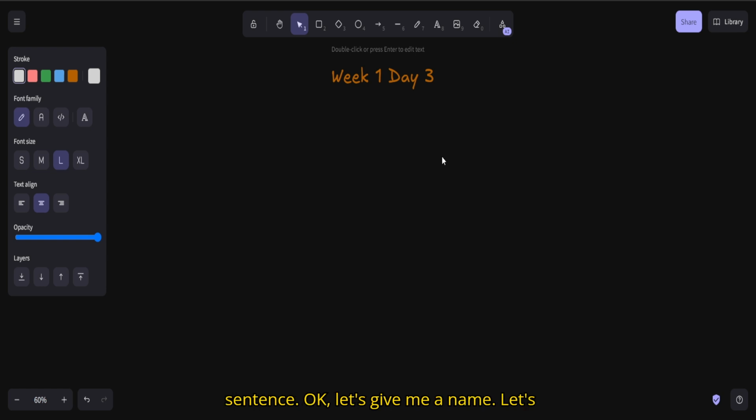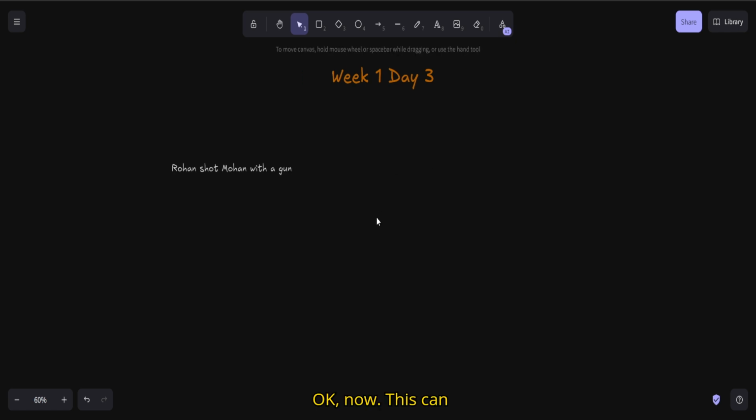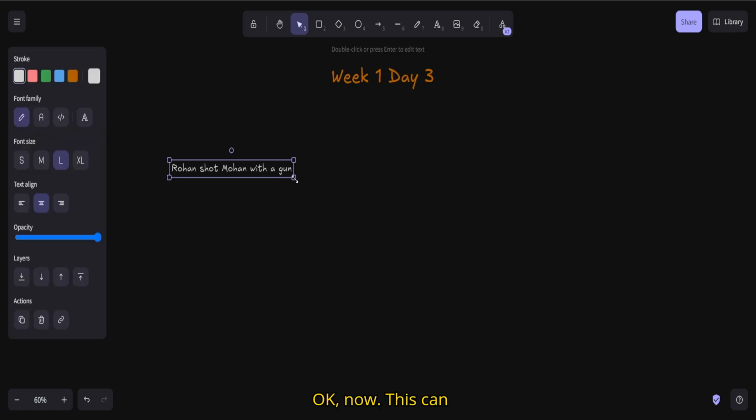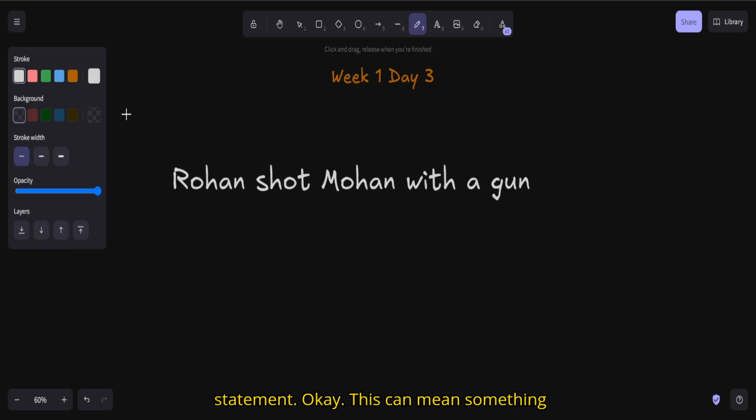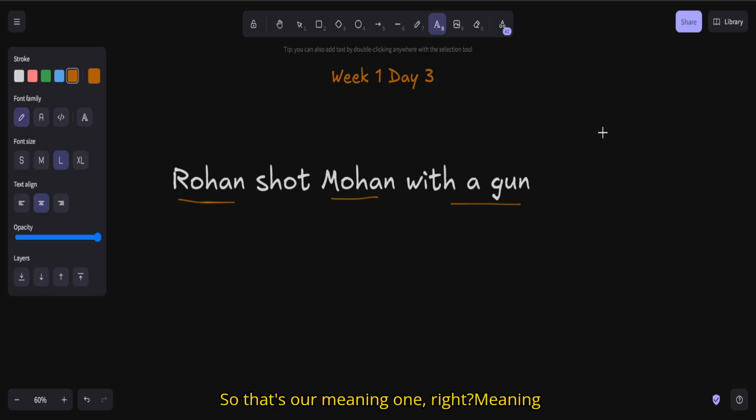Let's write a sentence. Give me a name. Let's say Rohan. Rohan shot Mohan with a gun. Now, this can mean two things. Let's dissect this statement. This can mean that Rohan has shot Mohan using a gun. So that's our meaning one, right?